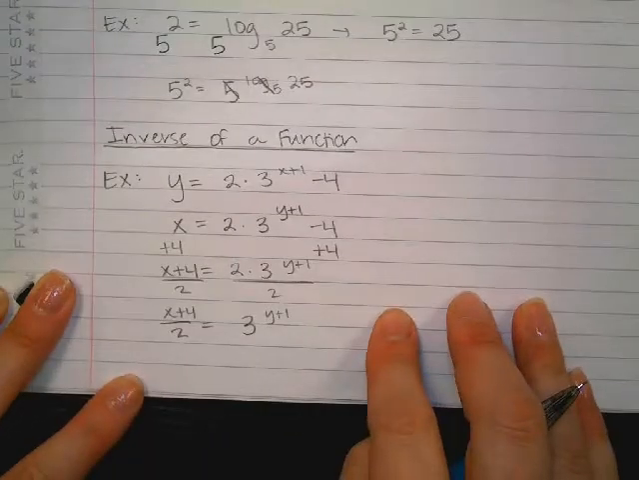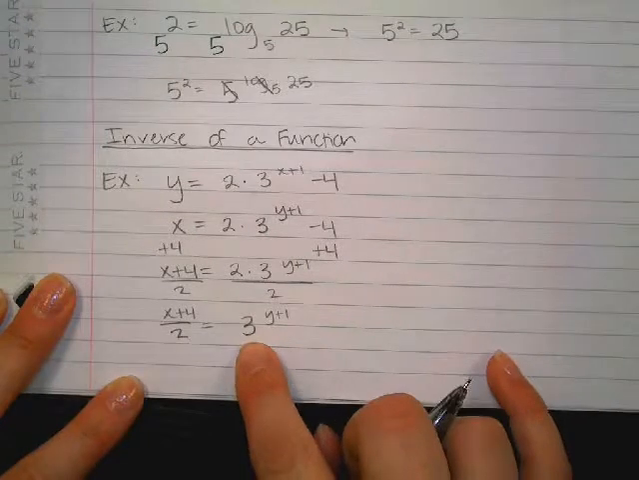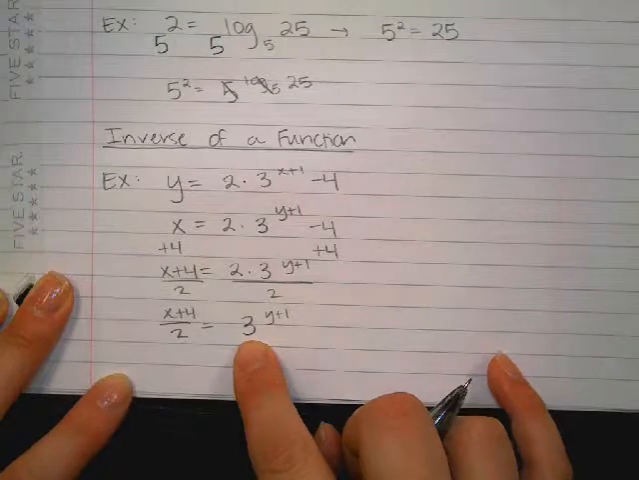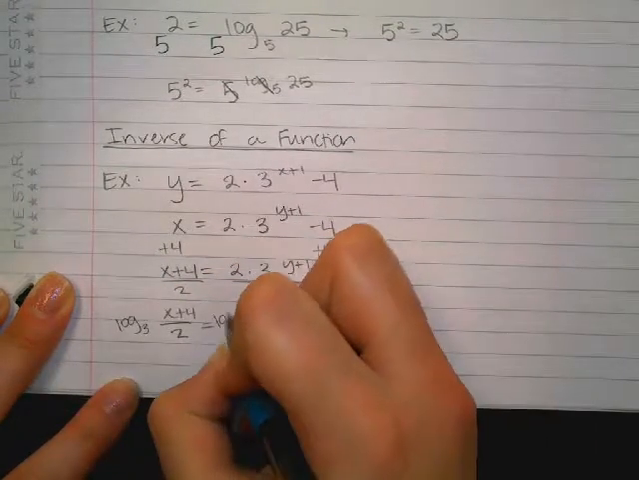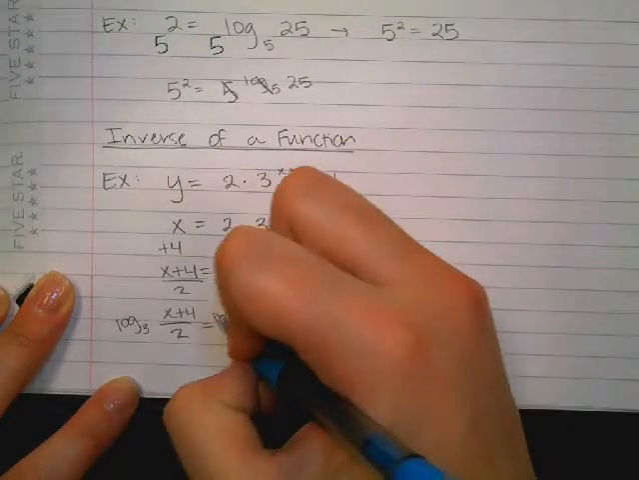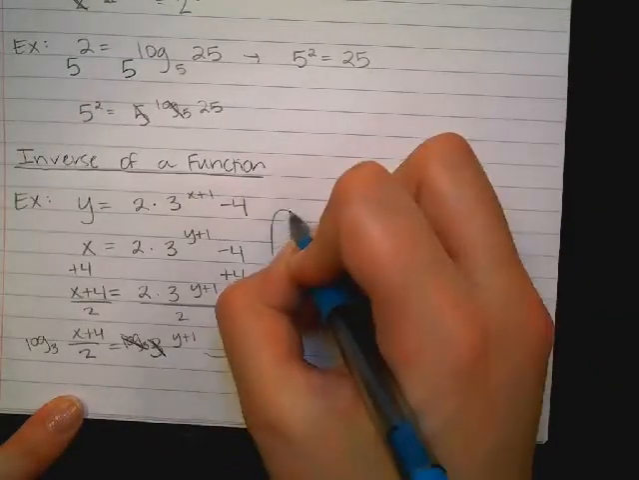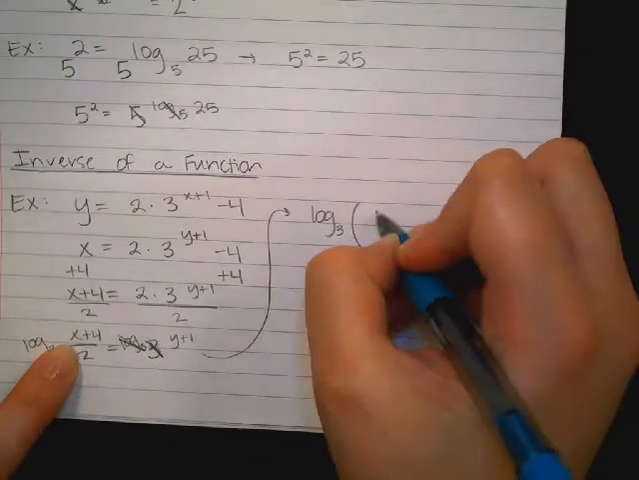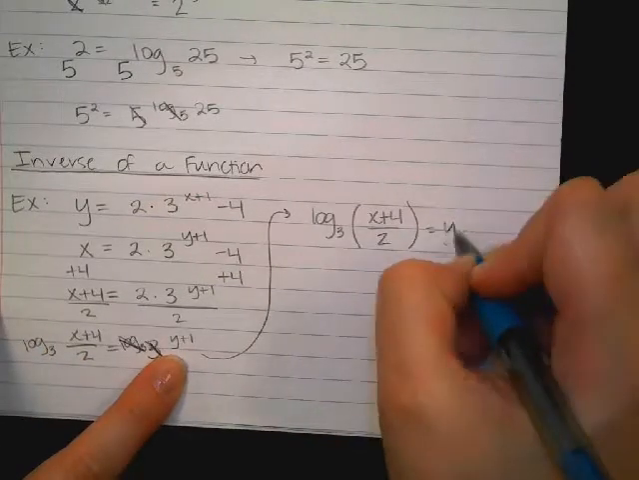And now at this point, to be able to get into the exponent, I need to get rid of a base of 3. And the way that I do that is I log base 3 on each side. So I'm going to go ahead and log base 3 on the left side and log base 3 on the right side. And so log base 3 and the base of 3 cancel. And what I have left is log base 3 of (x plus 4) over 2 equals y plus 1.